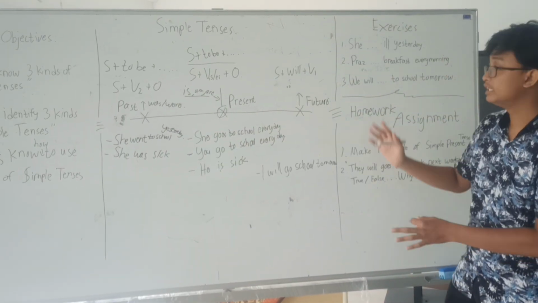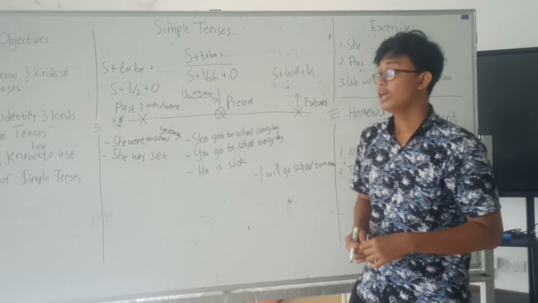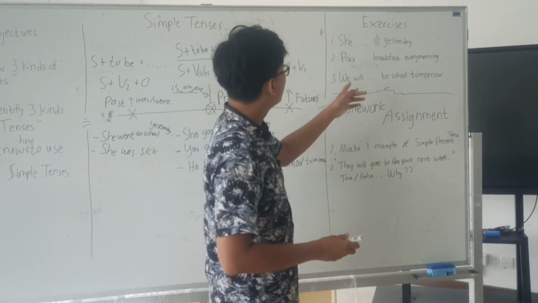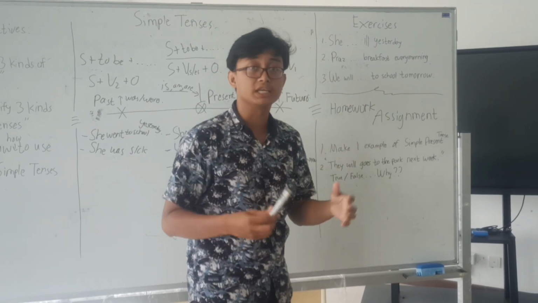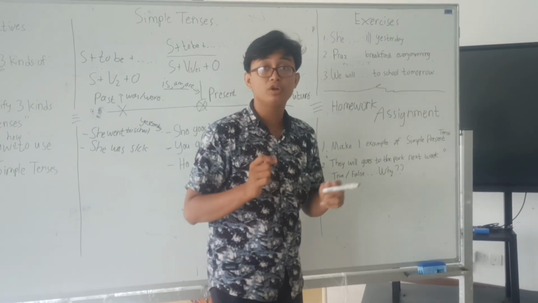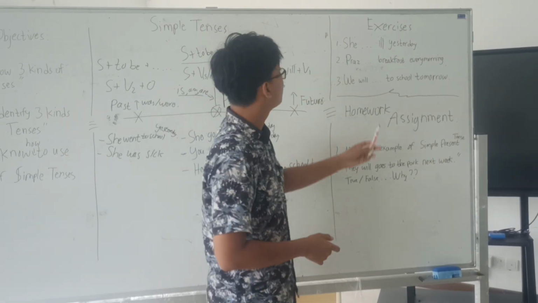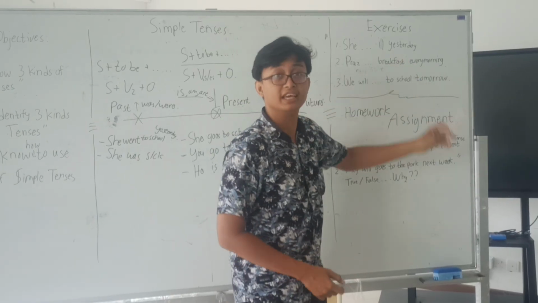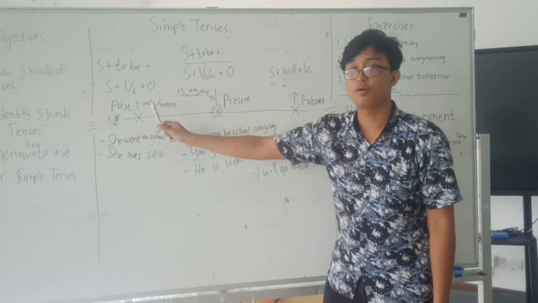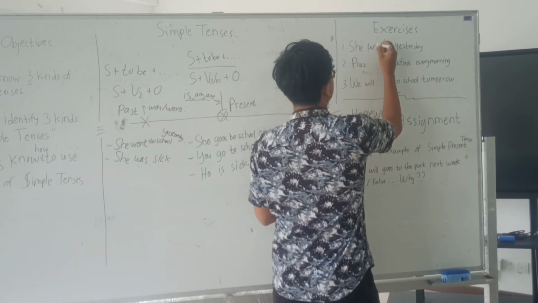I hope you guys understand all of those three kinds of simple tenses. It's very basic. And now, for the exercise, I will give it to you. There are three, and it is only a basic exercise, so let's do it together. For number one, blank ate yesterday. What do you think of the answer, my students? Is? No, it is not is. Look at the adverb of time: yesterday. Is it present, future, or past? Past. Correct. So the answer is was.